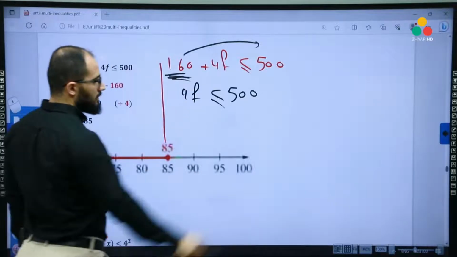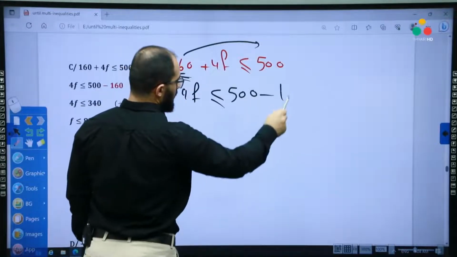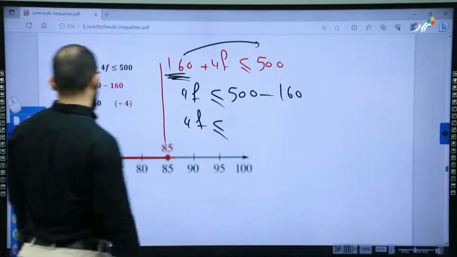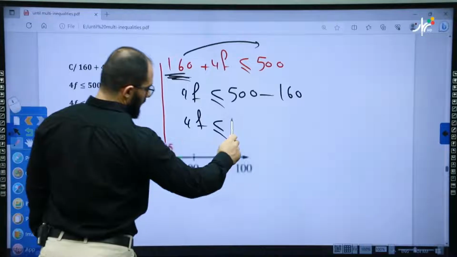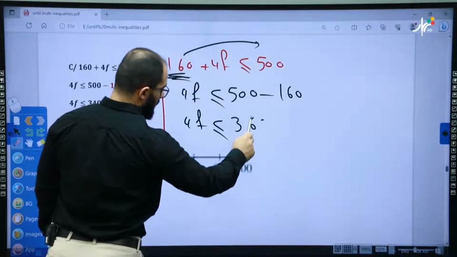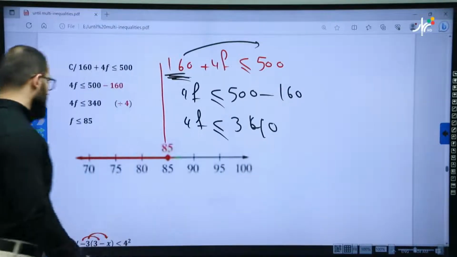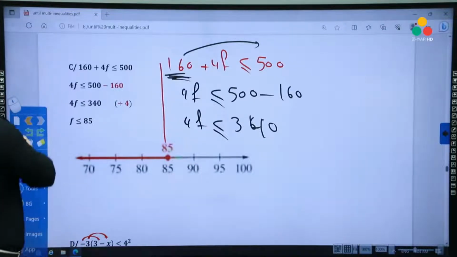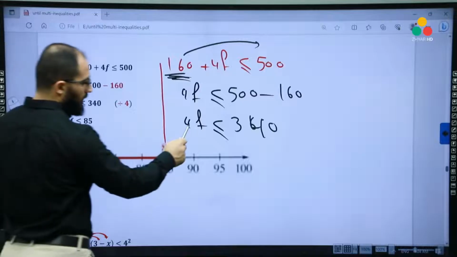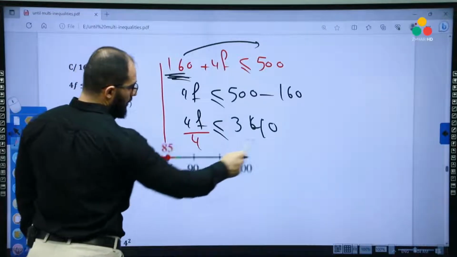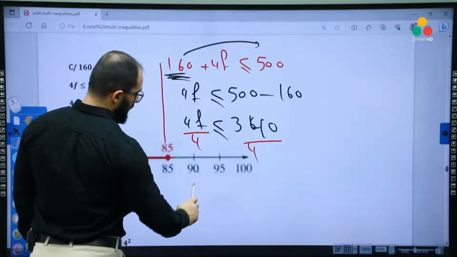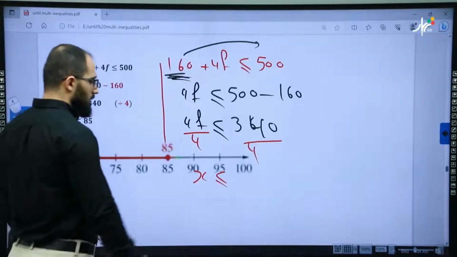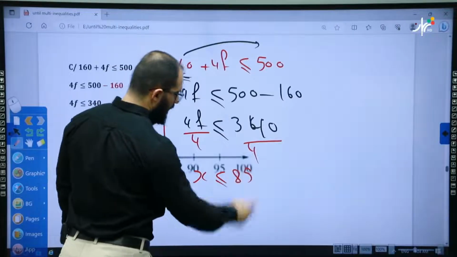This is positive, it's going to be negative 160. So 4f less than or equal to 340. So we have a multiplication inequality, divide by 4, because with the f we have 4, divided by 4. So f is less than or equal to 85.